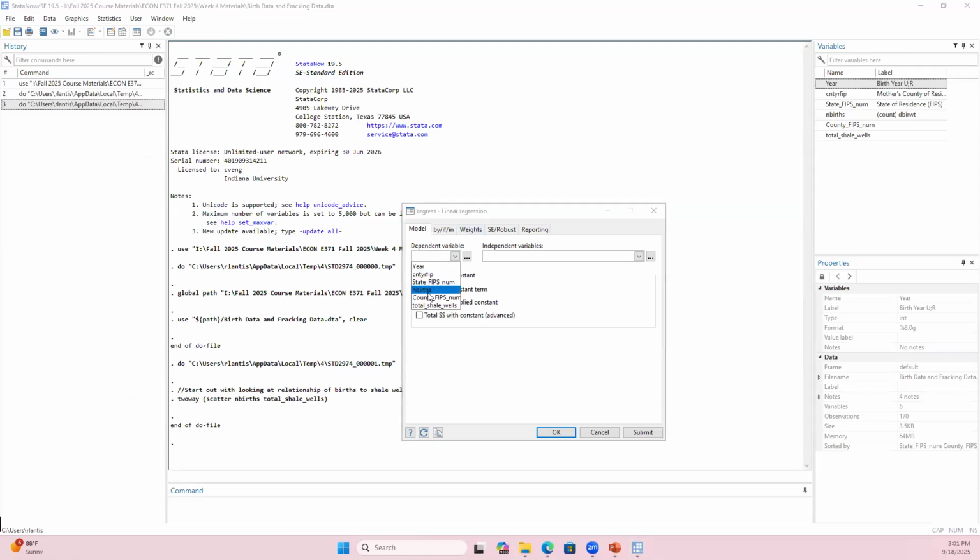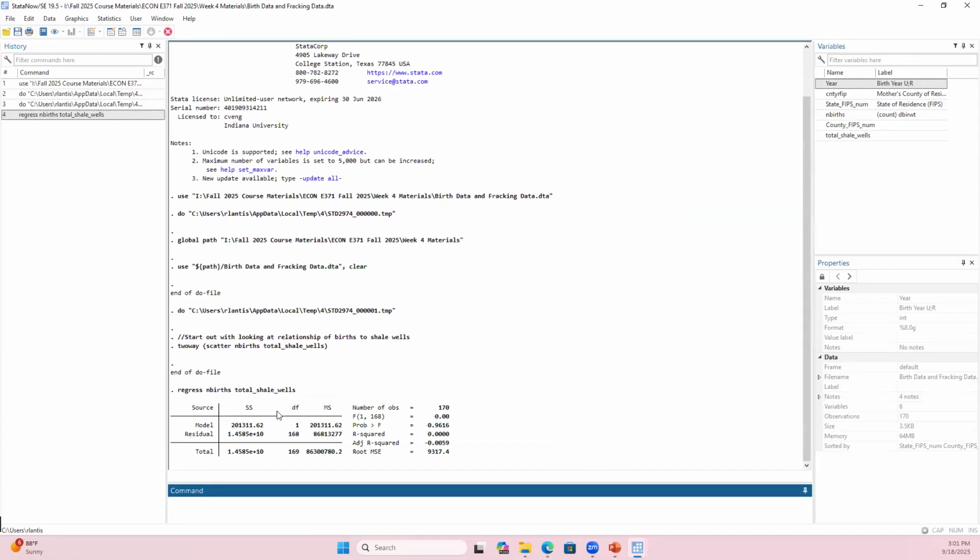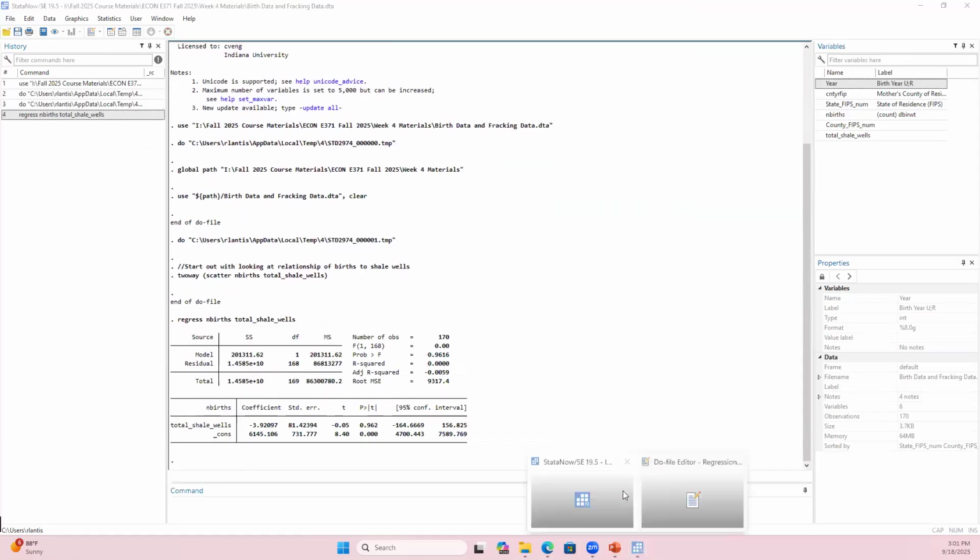Remember, our dependent variable is what we're trying to predict, our Y variable on the left-hand side. So I could select that it's the number of births. I could select my independent variable, which is the number of wells. There are other options, which we haven't talked about, so I'm not going to worry about those. I can hit OK, and it'll run my regression for me.